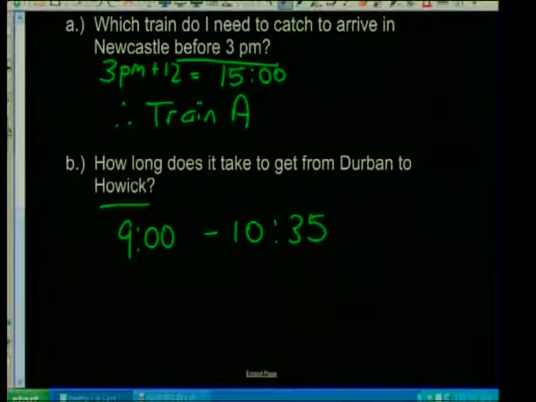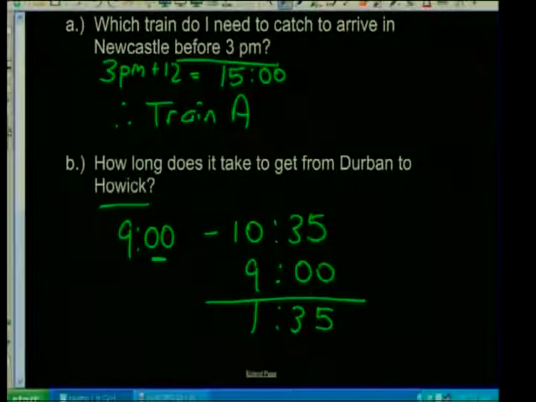So what we need to do in this case is take our 10:35 and minus our 9 o'clock. Now guys, when you're working with time, you've got to be careful on your calculators, because this 35 is actually 35 out of 60. It's not 35 out of 100. So we can't say 10,35 on our calculator. We need to say 10 hours and 35 minutes. So we need to work with them separately.